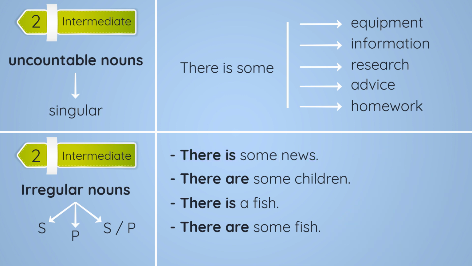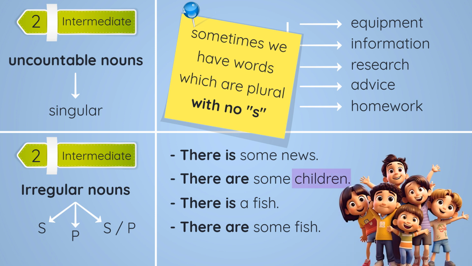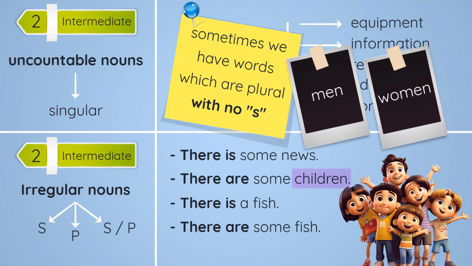Okay? Next, sometimes we have words which are plural with no S. For example, children or men. Women. Okay? No S on those words. But we're talking about more than one man, more than one woman, more than one child. Right? Here we would say, there are some children in that room.